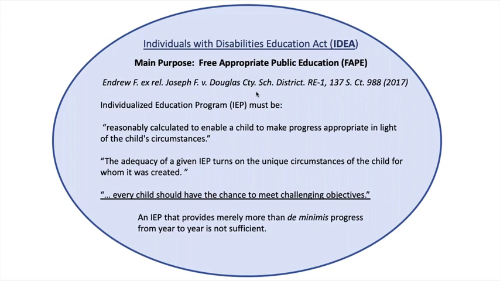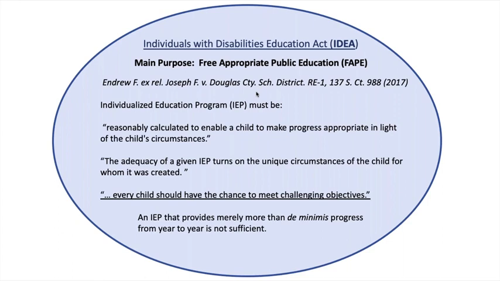So the key issue, before when we talked about 504, Title II, and the Colorado Anti-Discrimination Act, we talked about the key issue being non-discrimination, equal access to services. Here, really the crux of the IDEA is provision of a free, appropriate public education, or FAPE, as it's referred to. And there's certainly been plenty of litigation over what we mean when we talk about FAPE.